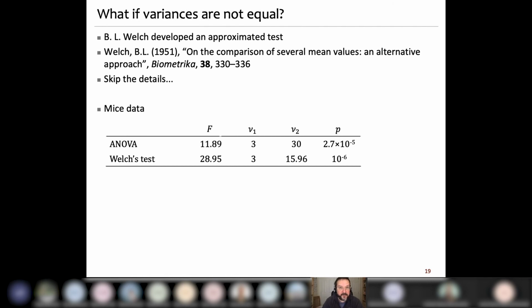If you discover that variances are not equal, and I mean they are strongly non-equal, then there is a test developed by Welch. This is the paper. I will skip the details, but there is just a comparison for our mice data. The top row is the result from Anova. The bottom one is Welch's test, which is a corrected Anova for homoskedasticity, and they bring both very small significant p-values, so there is absolutely no difference here.